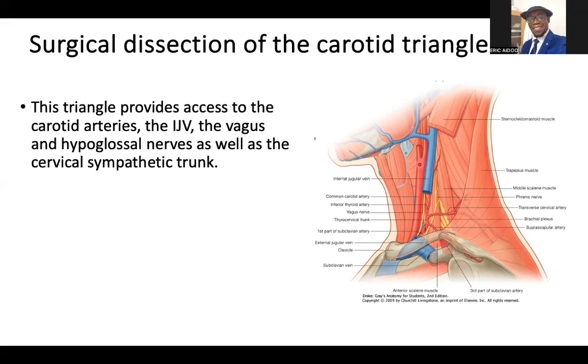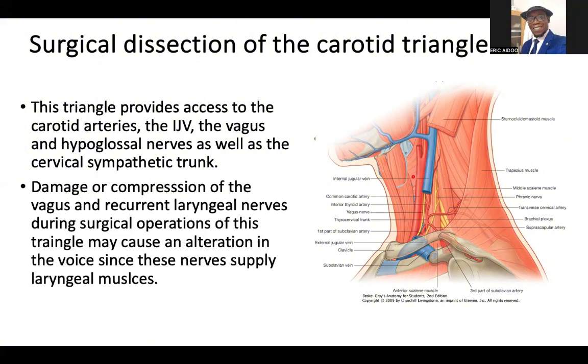And you also have the carotid arteries. That is the common carotid, external carotid, and internal carotid arteries. Damage or compression of the vagus and recurrent laryngeal nerve during surgical operations within this triangle may cause an alteration in the voice, since these nerves supply the laryngeal muscles. All right, so like the vocalis muscle, etc. If these are affected, it's going to affect the speech.